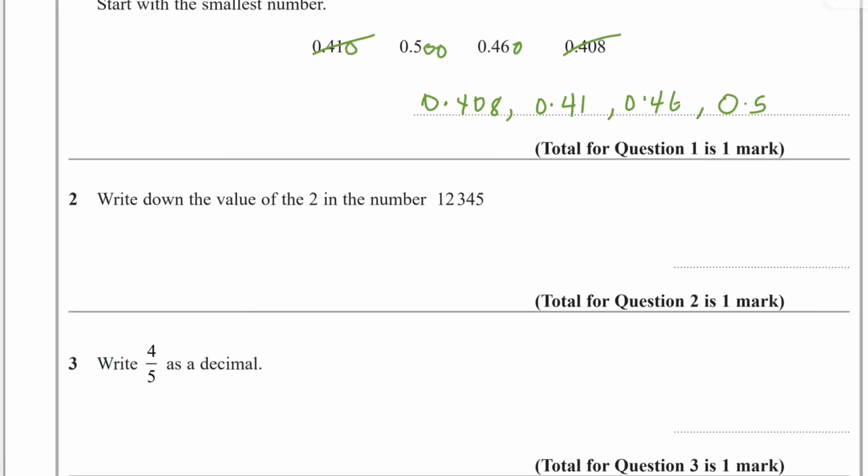Write down the value of 2 in the number 12,345. So the value of 2 is 2000, because this is ones, tens, hundreds, thousands. So that is 2000.